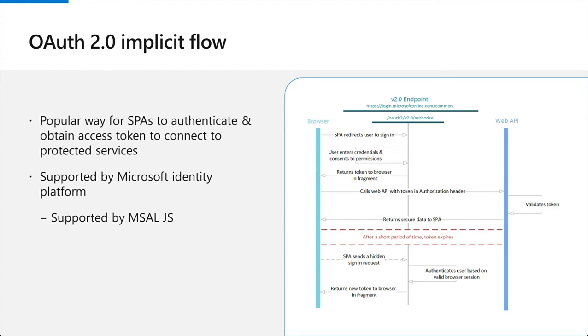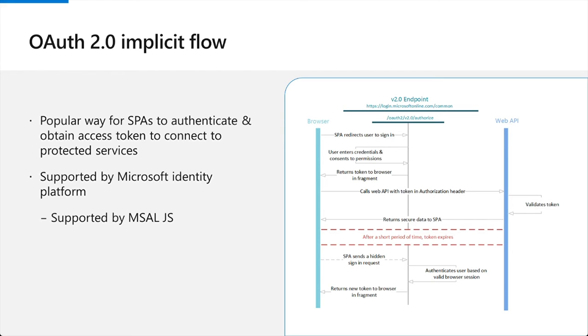Now, this is a really complex chart here, but this is basically mapping out the way the SPAs, or single page applications, authenticate and obtain that access token. And it's supported by the Microsoft Identity Platform. The important thing to remember is that the OAuth 2.0 implicit grant flow is a popular way to authenticate using single page applications.